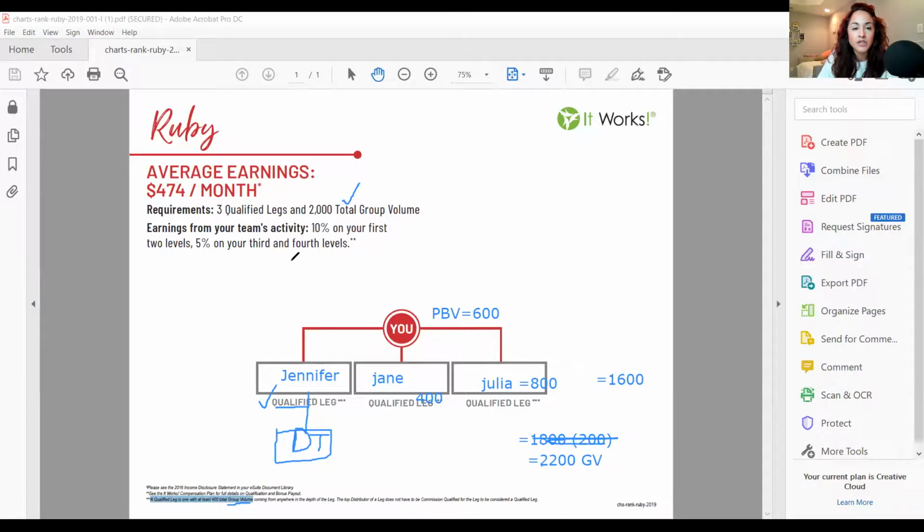Check. Do you have 3 distributors? Check. Are they qualified, meaning they have a minimum of 400 in volume? Check each. Yes. Boom, boom, boom. You just promoted to Ruby.